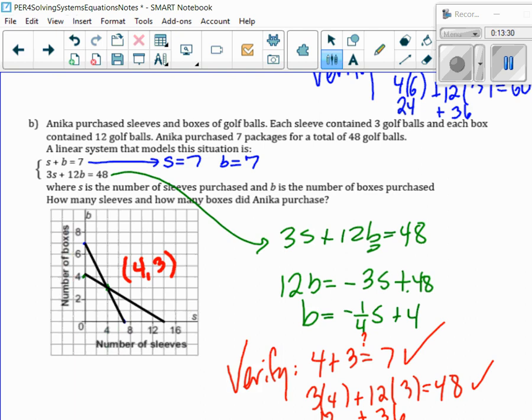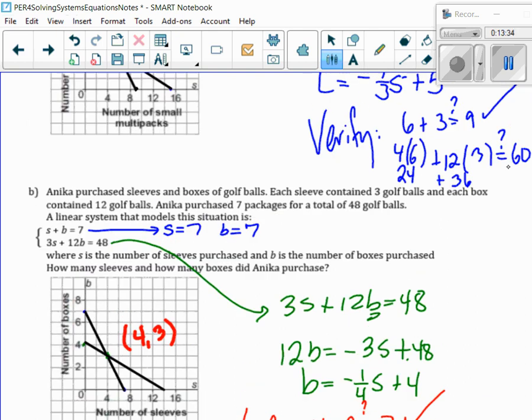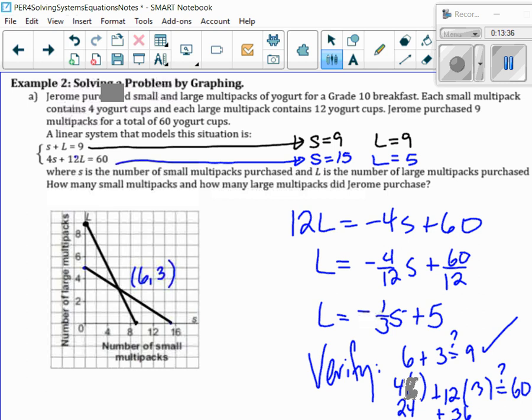In these word questions, though, I failed to actually answer the question I just realized for the last one. I have the intersection, but it actually says, how many small multi-packs and how many large multi-packs did Jerome purchase? I didn't actually answer the question there. I have an intersection, which is the answer, but it doesn't actually specify which ones are the small multi-packs and which ones are the large. So let's go back to this one. So Jerome, so the rule of thumb is if it's a word question, we have to have a word answer.